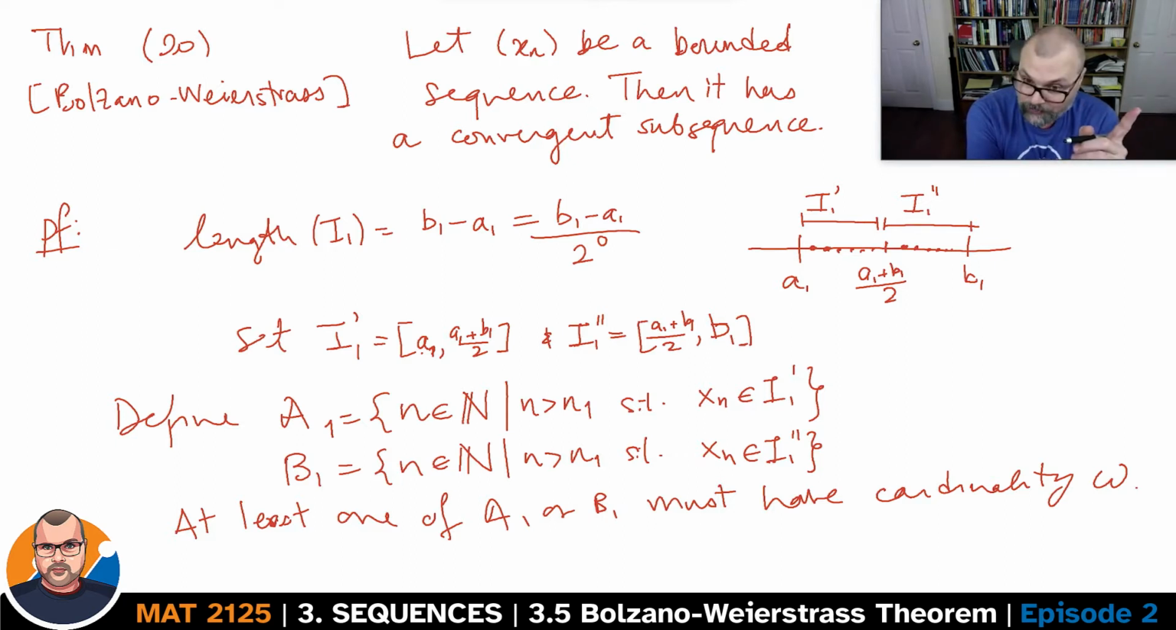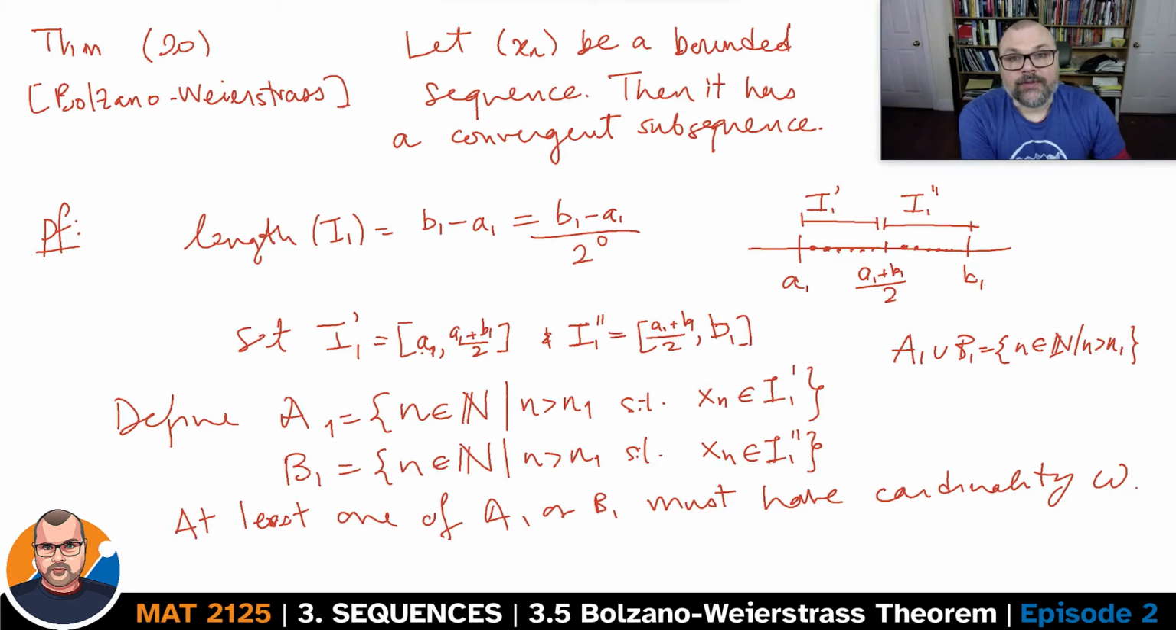It's conceivable that both of them would be infinite. So we do have that the union of A1 and B1 is basically all of the n's in the naturals such that n is greater than n1, and that's an infinite set. That's a set with cardinality omega, a countable infinite.